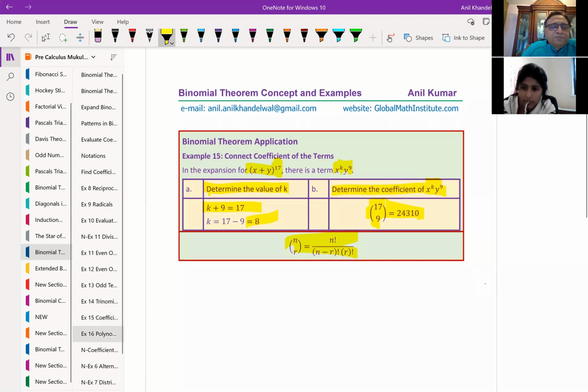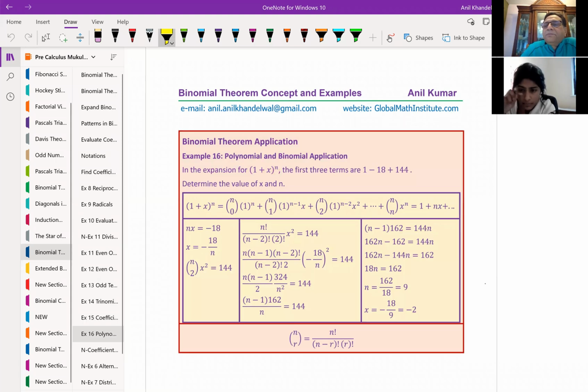Okay. Now, let us take another examination type question, which I was actually talking about earlier. Can you please read this question, Amy? In the expansion for 1 plus x to the power of n, the first three terms are 1 minus 18x plus 144x squared. Determine the value of x and n. Perfect. So we have 1 plus x to the power of n. Both you need to find what is x and what is n. And we have given you three terms, first three terms.